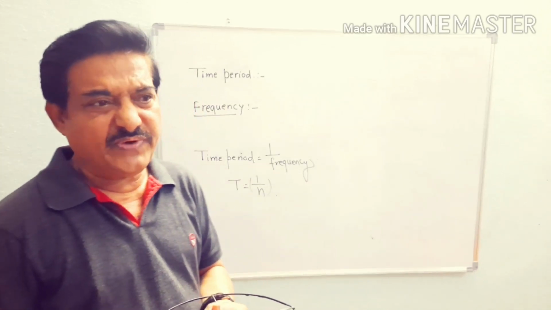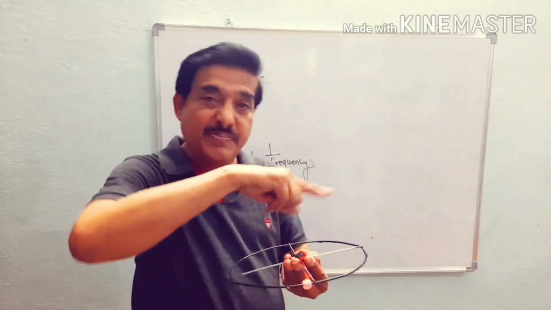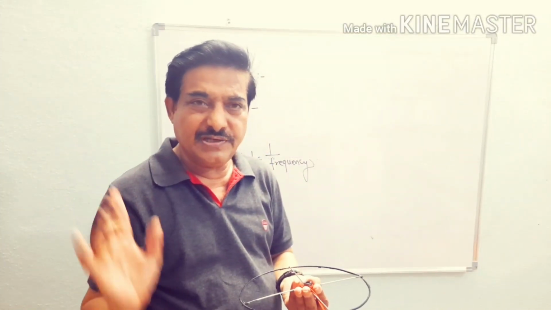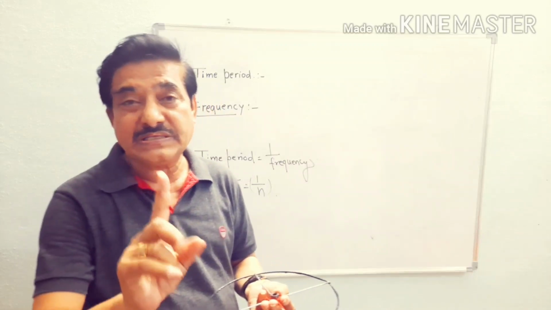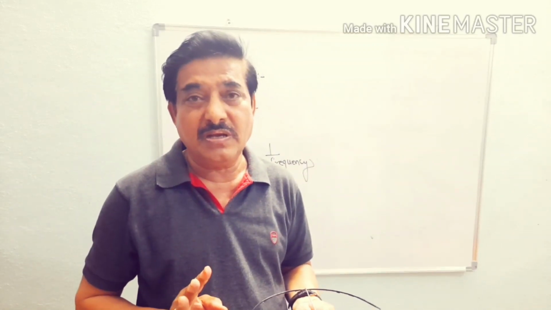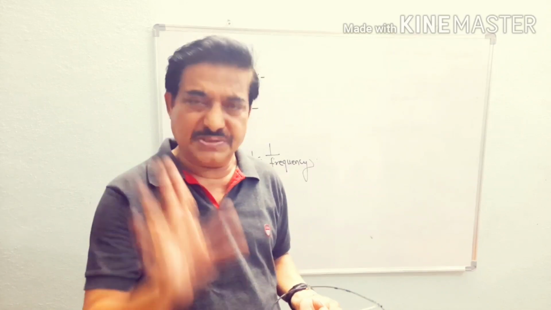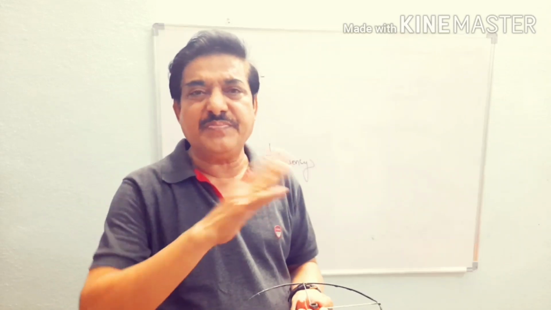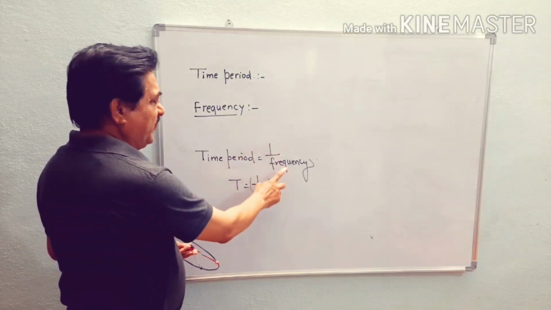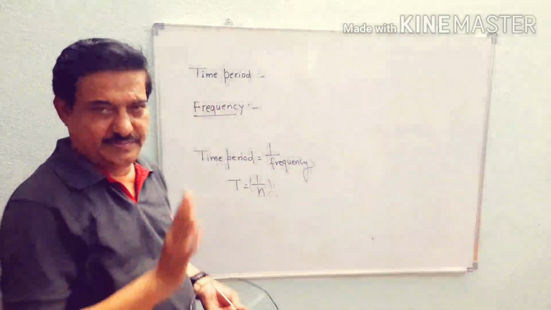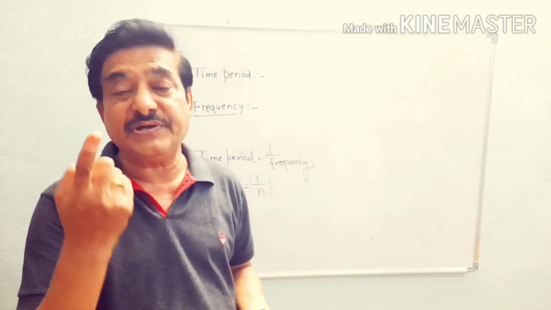Then another definition is frequency. What is meant by frequency? It is the number of revolutions completed by a particle in 1 second. That is called the frequency of revolution. Its unit is cycles per second or hertz. The relation between time period and frequency is established like that: time period is equal to 1 upon frequency, that is T is equal to 1 by n. The reciprocal of frequency is the time period, or vice versa, the reciprocal of time period is the frequency.